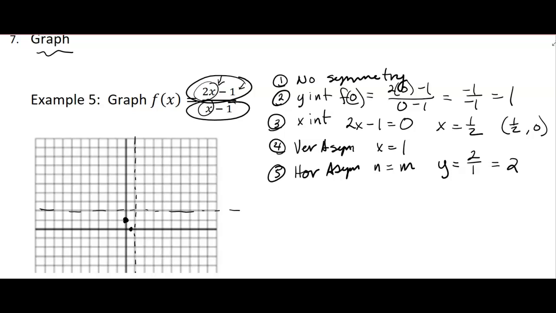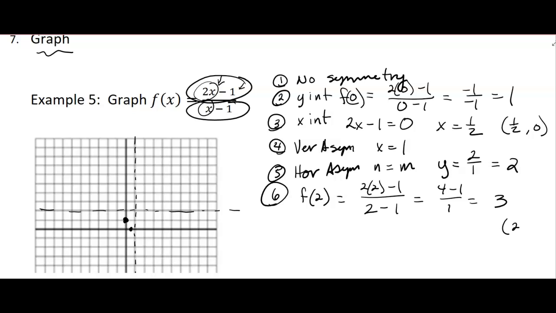Okay. And we have some points. See if we can find some more points. Kind of looks like we know what's going to happen to the left of the vertical asymptote. So let's plug in 2. Let's find f of 2 and see what we get. So 2 times 2 minus 1 over 2 minus 1, which is going to be 4 minus 1 over 1, which is going to be 3. Okay, so that is an ordered pair, 2 comma 3.